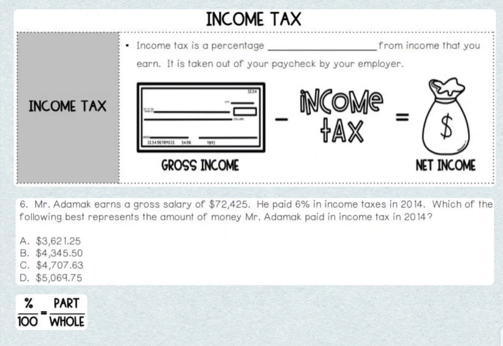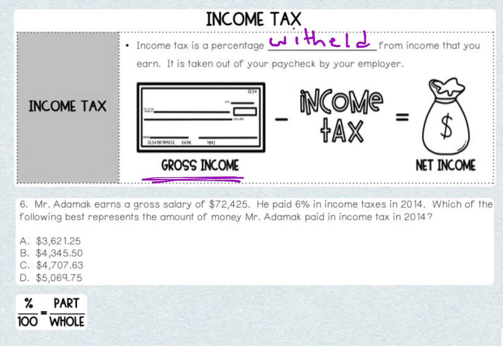Now for income tax. Income tax is a percentage withheld, which means it's kept or taken away from income that you earn. It is taken out of your paycheck by your employer. In the United States, we do have a federal income tax, which means it's for the whole country. Some states also have an income tax. The state of Texas does not have a separate income tax.